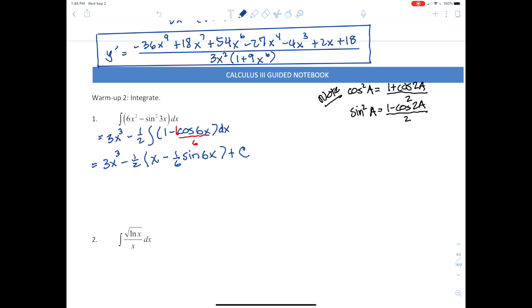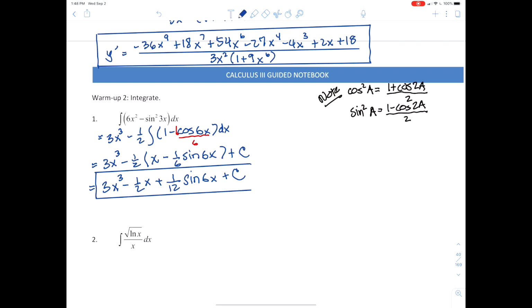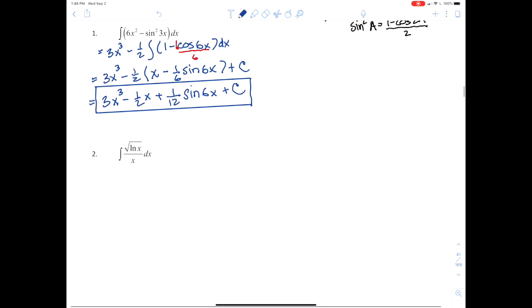And so cleaning it up, we'll get 3x cubed minus 1/2 x minus, or plus 1/12 times sine at 6x plus our constant of integration. Cool, cool? All right, very good, very good. So now let's check out the next one.